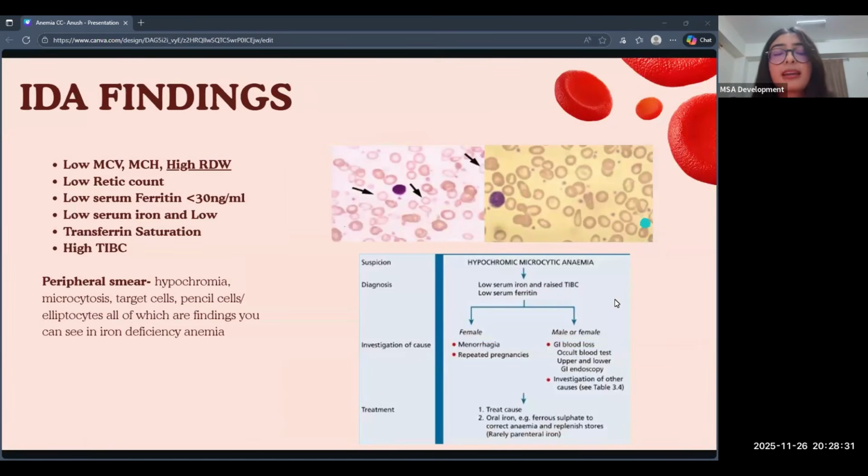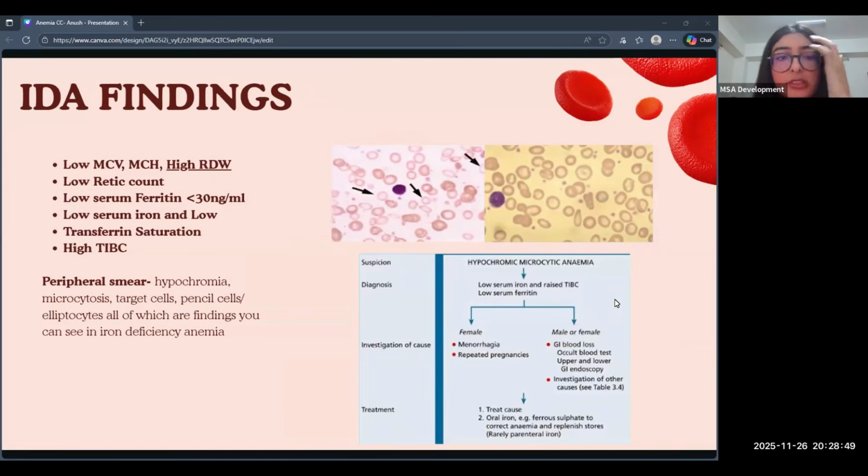What are the findings? We said MCV, MCH, low, and high RDW. So, hypochromic microcytic anemia with high size variation, right? High RDW. It will have low reticulocyte count, low serum ferritin, and high TIBC and low TSAT.